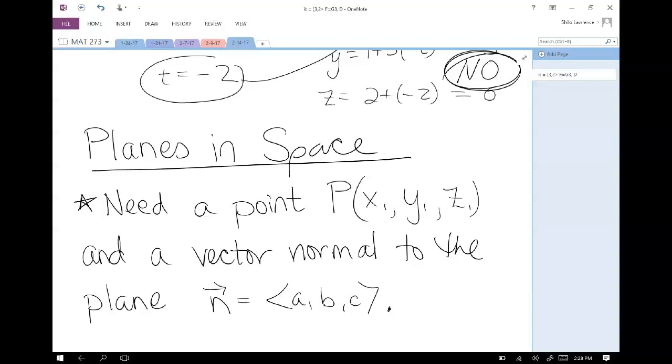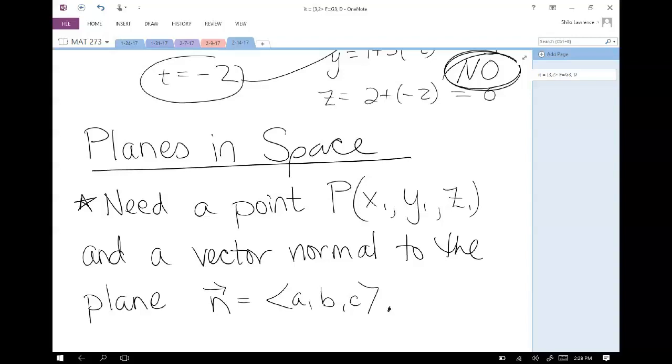In order to write the equation for a plane in space, we need a point in the plane, which we're calling P, which has coordinates x sub 1, y sub 1, z sub 1, and we need a vector that is normal to the plane. We can't just have a vector that is in the plane because that only represents one direction. And technically, a plane has two directions.